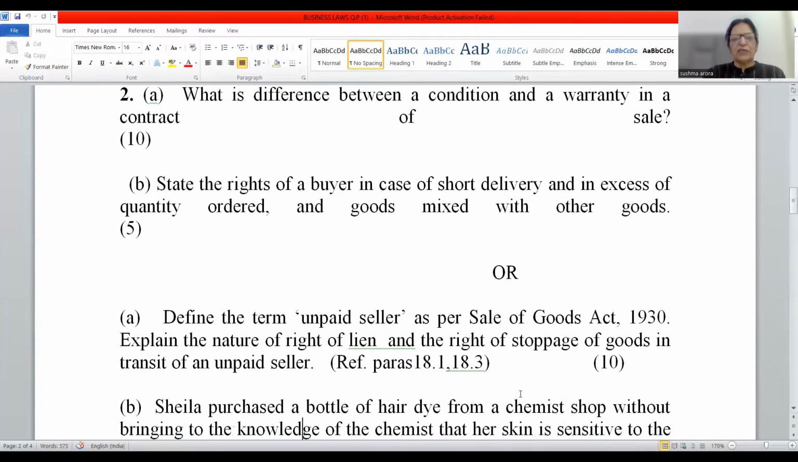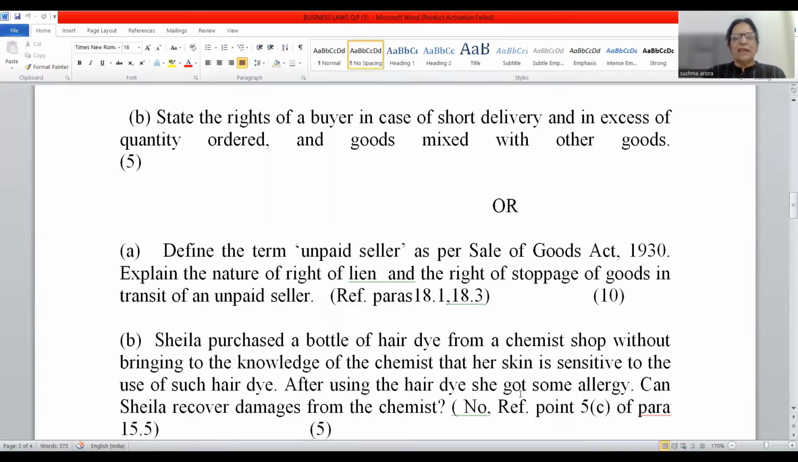Moving ahead, friends, now the choice question is, define the term unpaid seller as per the Sale of Goods Act 1930. Explain the nature of right of lien and right of stoppage of goods in transit of an unpaid seller. Unpaid seller has been defined under section 45, subsection 1. There are two points. The seller who has not been paid or tendered the full amount or part of the amount, or who has been given a bill of exchange or any other negotiable instrument as a conditional payment, which is subsequently dishonored. This you have to write under the meaning of unpaid seller.